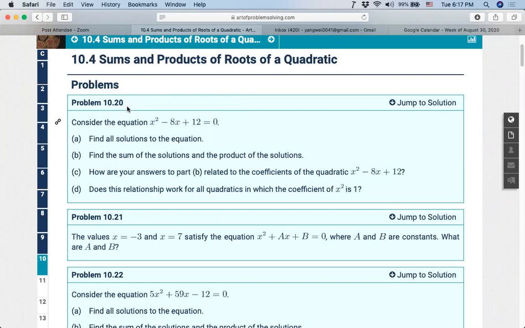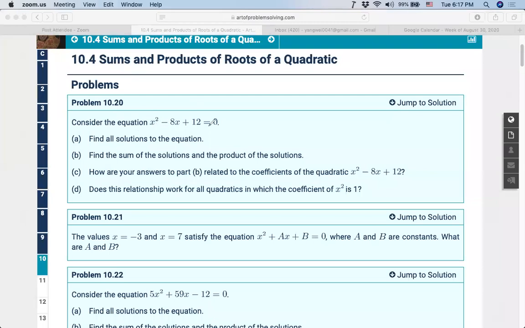Now let's see this example, 10.20. Consider the equation x squared minus 8x plus 12 equals 0. Find all solutions of this equation. Everybody try this. To solve this one, this one is very easy, right? 1, you can only write 1 times 1. Then 12, that's 2 times 6.